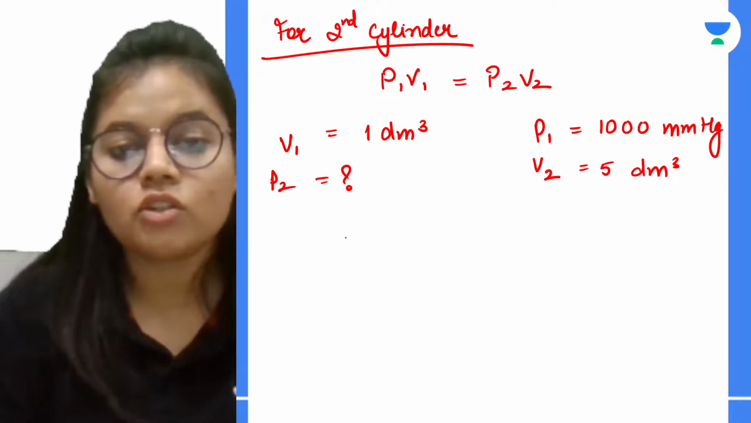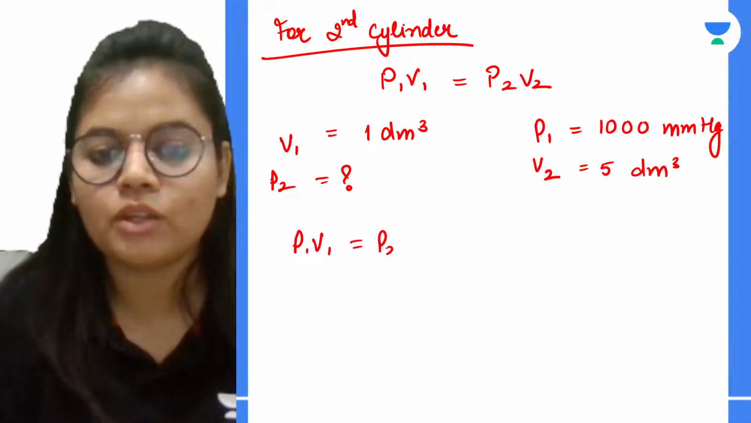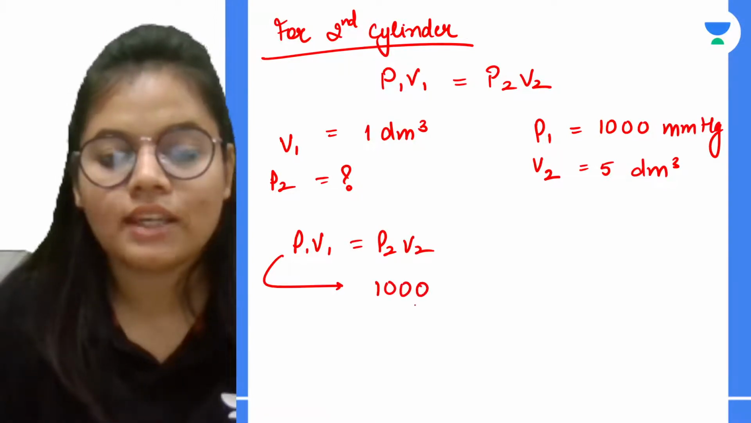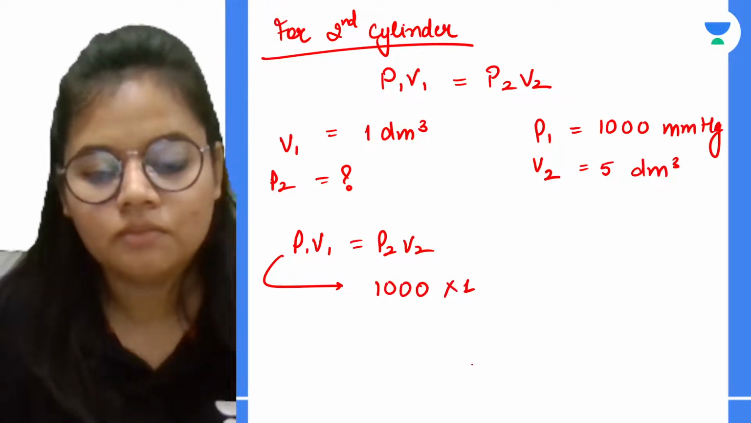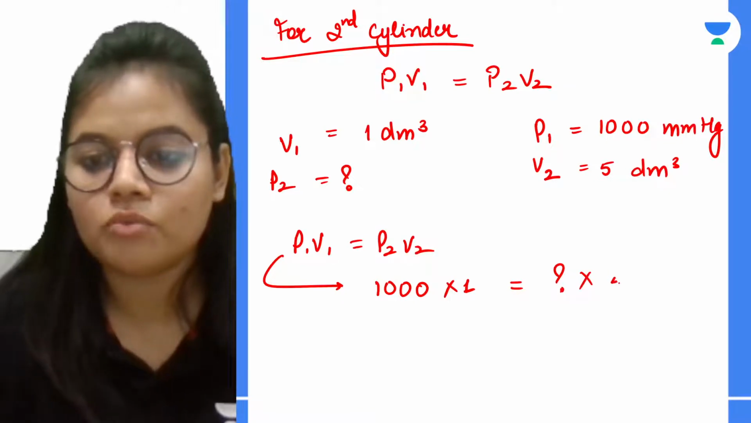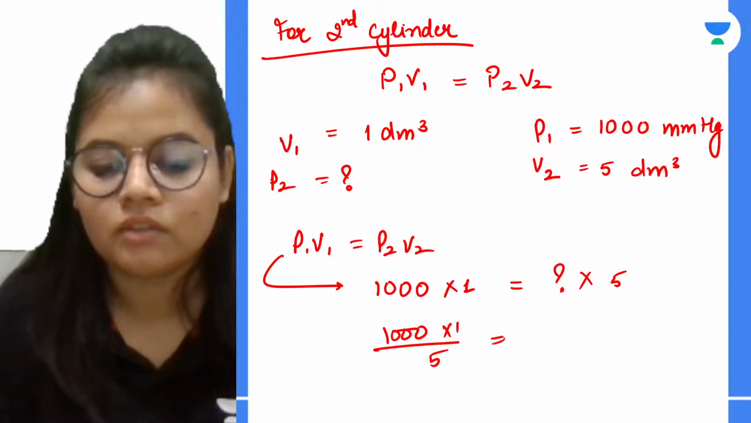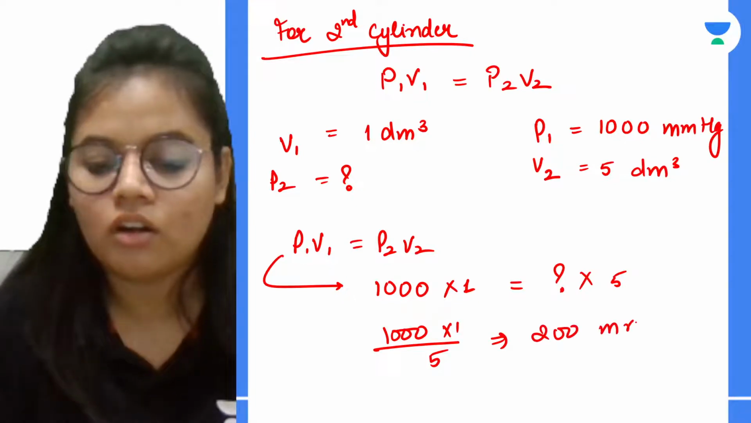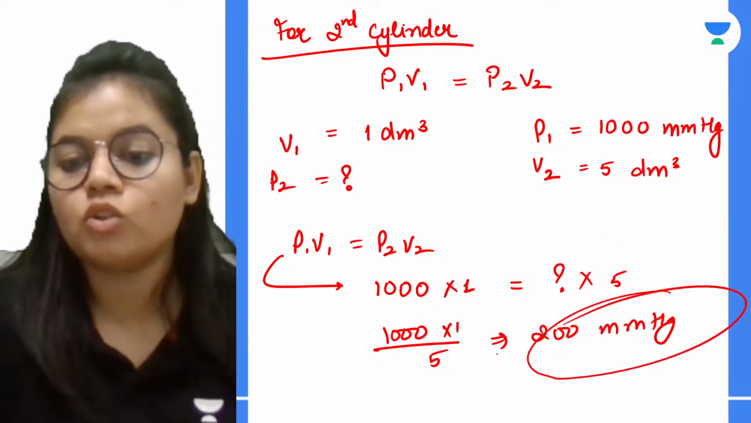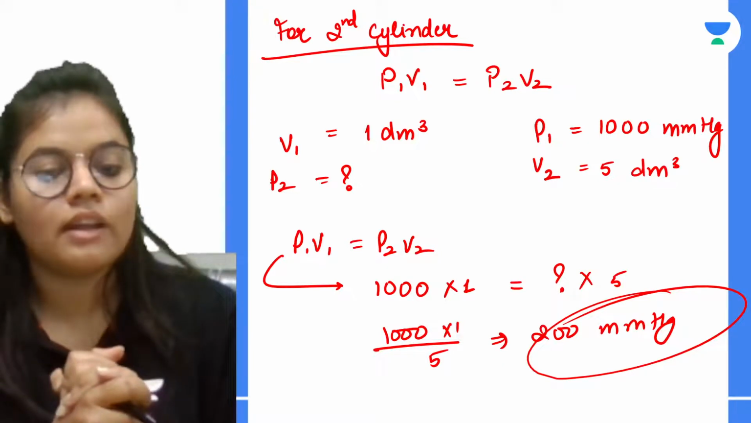Okay, so what are we going to do? We are again going to put it in the equation. P1 V1 is equal to P2 V2. So P1, it is 1000 for the second cylinder into 1, which is the volume, and P2, it is unknown, into volume 2 is 5. Calculating it, we get 200 millimeter of mercury. Okay, so this is the pressure 2, or I would say the second pressure for the other cylinder.